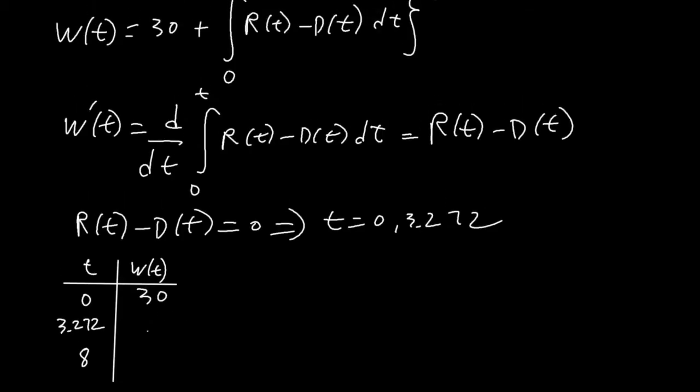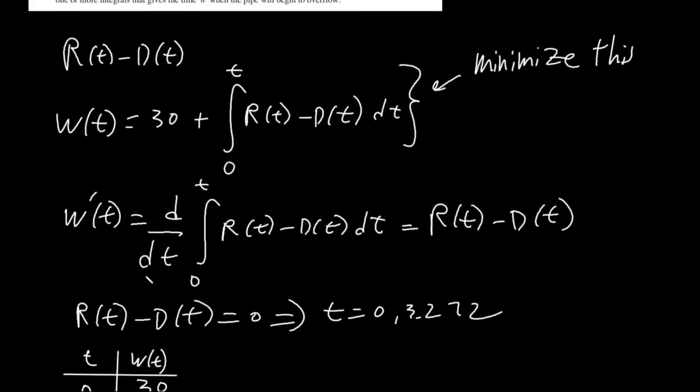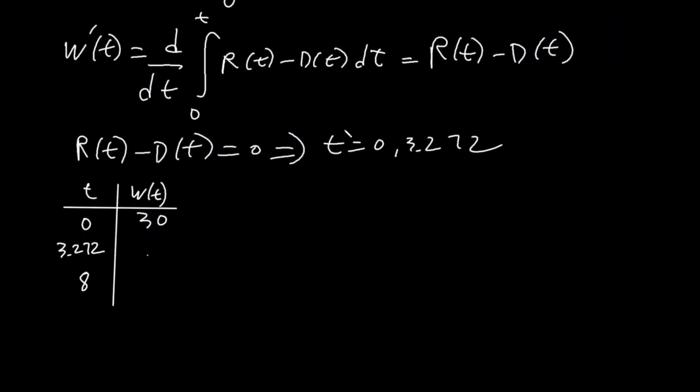And then for the other two, you take the t values, plug them in here, and evaluate this in your calculator. If you do that, for this one you'll get 27.965, and for this one you'll get 48.544. So as you can see, there's clearly a minimum amount of water at t equals 3.272.